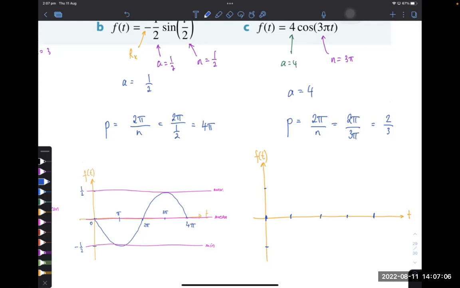What's our amplitude or what's our range? -4 to 4. Do we start at the bottom here? Where do we start for cos? Yep. Water slide. Whee! And then we go back up again. 1, 2, 3.